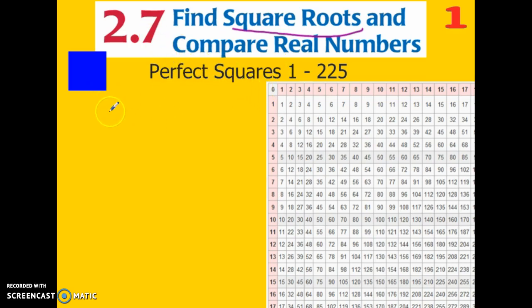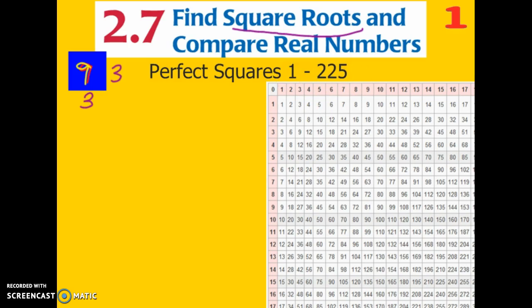What we mean by a perfect square is a number that's multiplied by itself, like 3 times 3. Both sides of a square are the same, that's why we call it a perfect square. 3 times 3 is going to give us 9. So we are going to list all the perfect squares, like 1 times 1, 2 times 2, 3 times 3, 4 times 4, all the way up to 225. So we're going to go from 1 to 225.